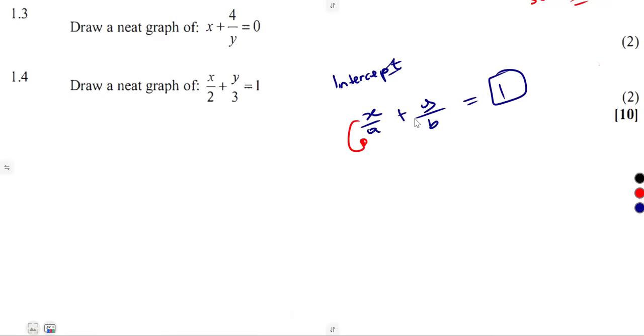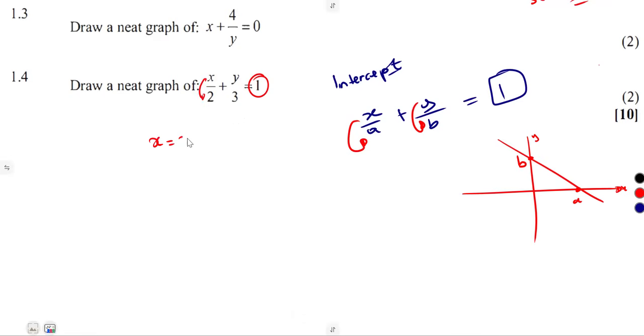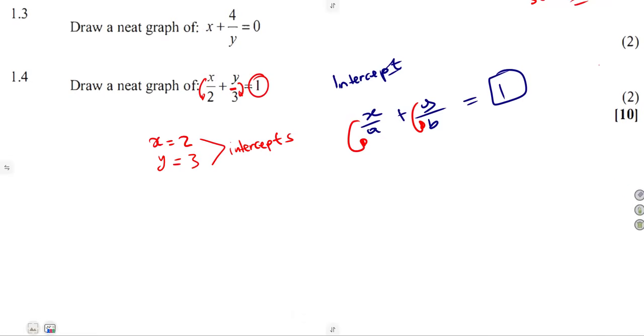The x-intercept, the y-intercept. Straightforward like that, guys. Having your x-intercept and your y-intercept, you can draw the graph. So what is important here is to know what our x-intercept is. Already this is equal to 1. So our x-intercept is the value of x, which is 2. So x is equal to 2. Y-intercept, y is equal to what? Y is equal to 3. So those are the intercepts that we are going to need in order to draw this graph.